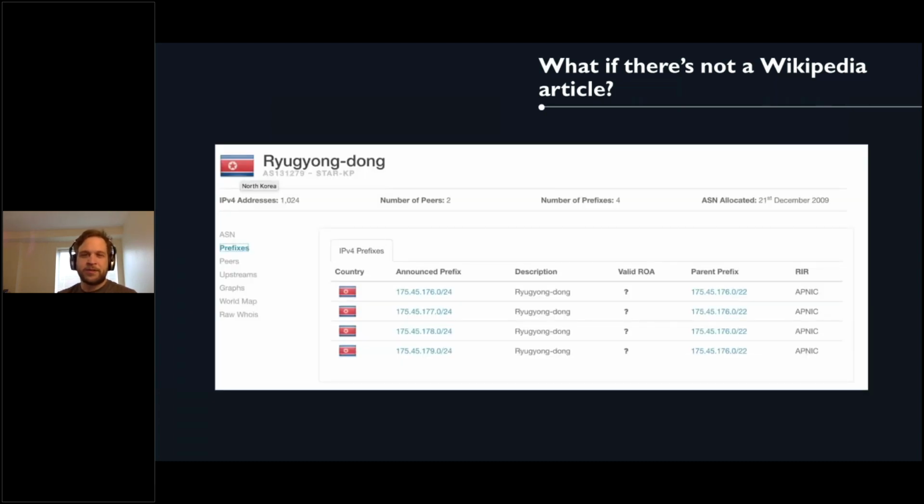So maybe I don't want to always trust Wikipedia. Maybe I've edited the article to win a bet at the last minute. So I just want to do the same steps, and I can verify, yes, these 4 Class C networks are assigned to North Korea. So now we have a starting point for at least where we want to start looking.